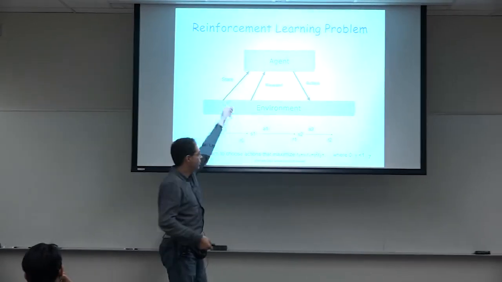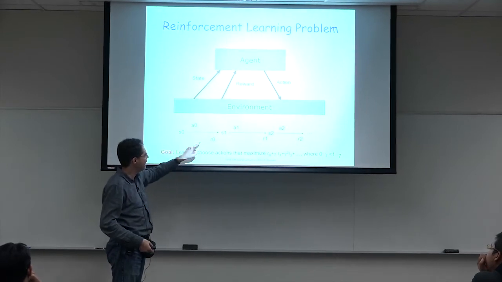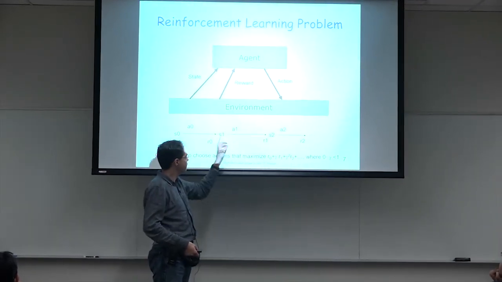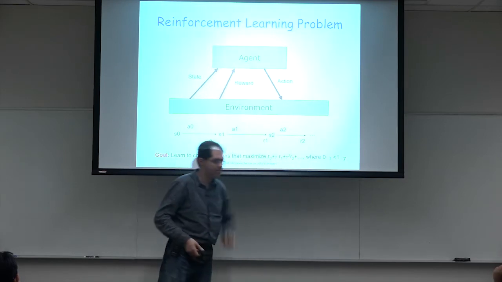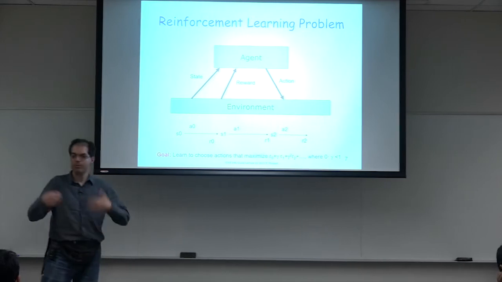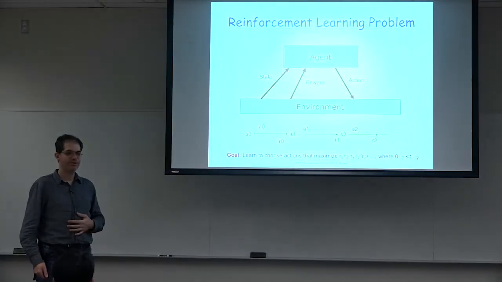And then the agent will presumably select an action at every step, and this will influence the next state and obtain a reward. We simply want to maximize the sum of those rewards, perhaps with a discount factor. Okay, any questions regarding this?